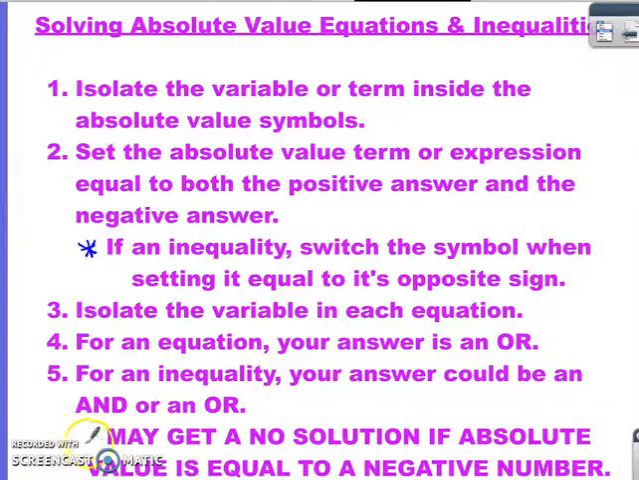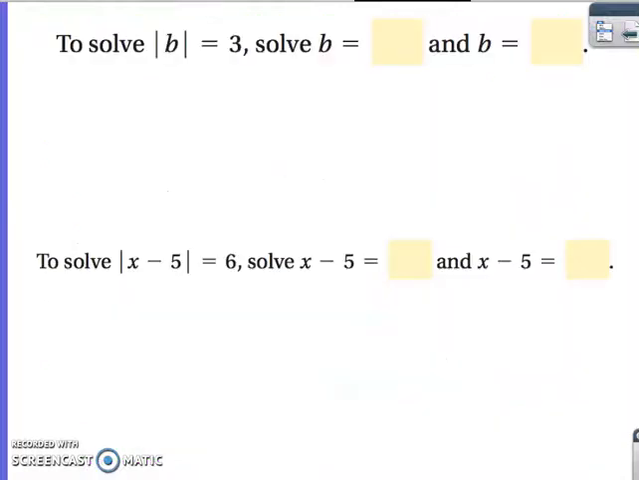You may get a solution, or you may get no solution if an absolute value is set equal to a negative number. What I mean by that is, if I have the absolute value of x equal to -6, can any number be put in here, become positive, and then equal a negative? No. So this would be no solution. Okay?